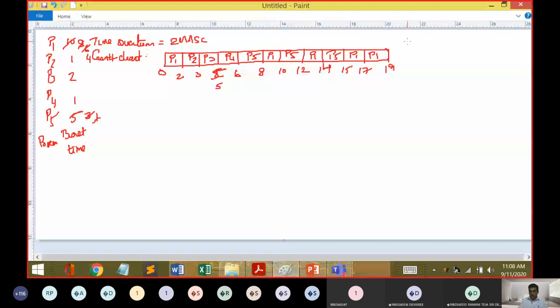That is how we are going to build the Gantt chart for this round robin non-preemptive scheduling algorithm. Okay, now let us compute the waiting time.